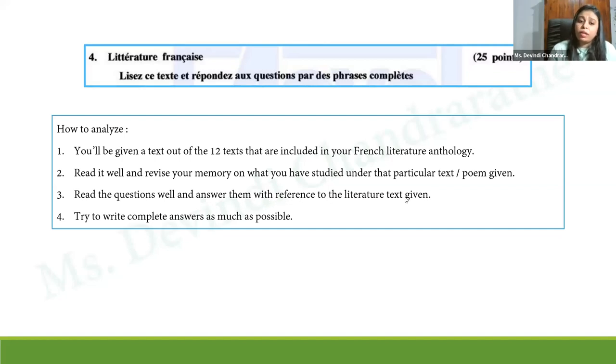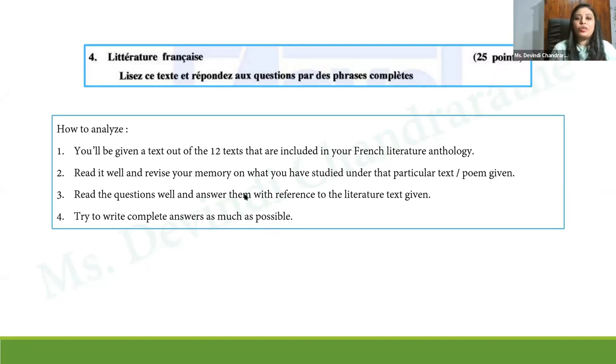So now it is much easier to get these 25 marks because you have pre-studied it and you have already been given the text itself, right? If the text is given, you don't have to worry. Then you have to read the questions well and, with reference to the text that has been given, start answering. Try to write complete answers as much as possible.